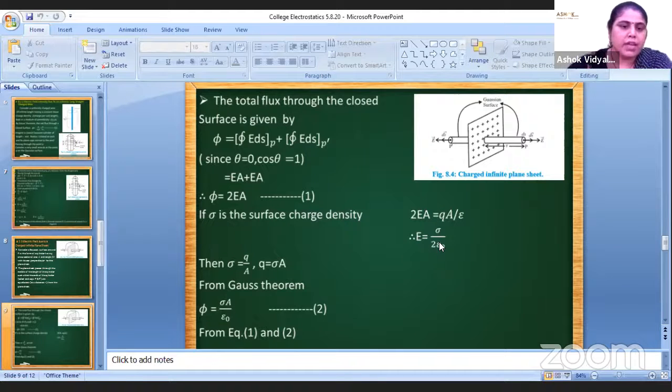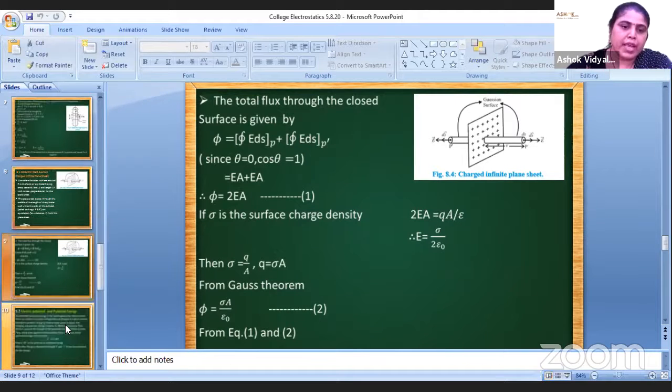And this is the third application of the Gauss theorem. These are the applications of the Gauss theorem. That means with the help of the Gauss theorem we can obtain the electric intensity at a given point, by considering the common steps which are given.